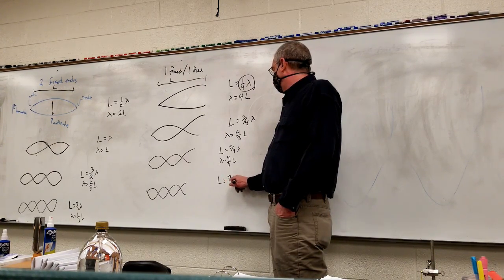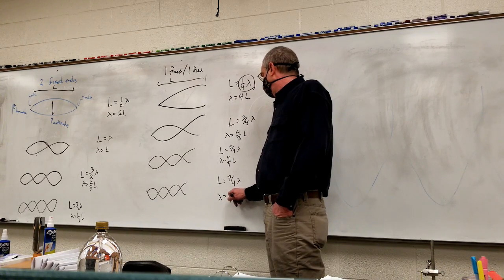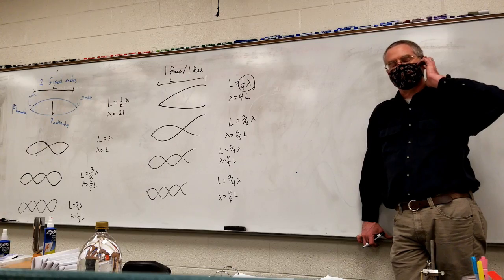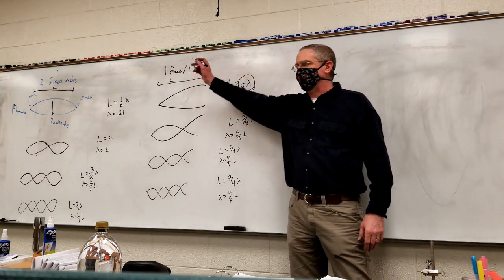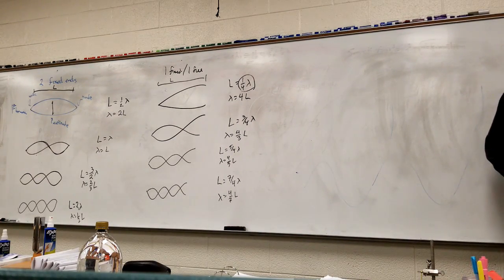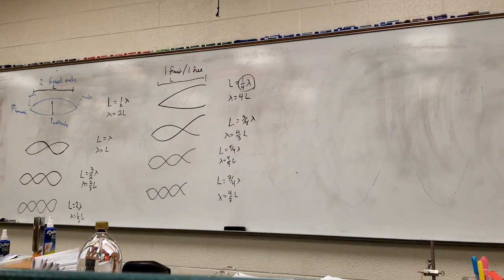That's 7/4 of the wavelength. Now, 2 fixed ends we demonstrated out in the hallway. I think people generally have a good grasp of that one. But what's an example of something with a fixed and a free end? We have several of them lying around the room here. This is an example of something with a fixed and free end.